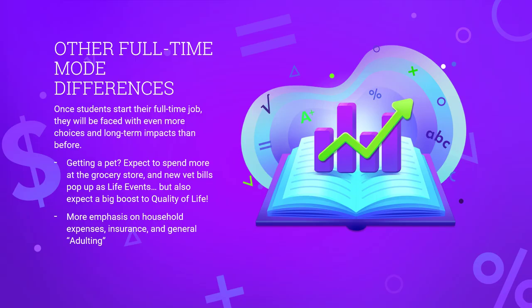We also have a lot more emphasis on general household expenses, insurance, and general adulting expenses. So the kinds of things that a part-time college student wouldn't expect, but as we all know, a real person who has their own place to live is going to be faced with every day. More chores, more work to do, more paperwork, just more everything.